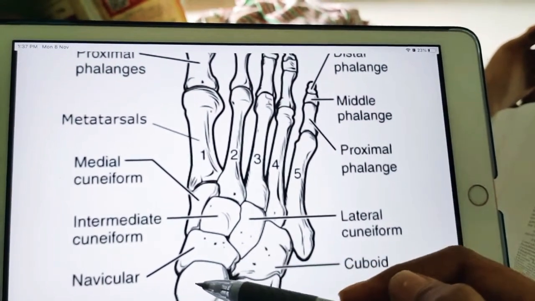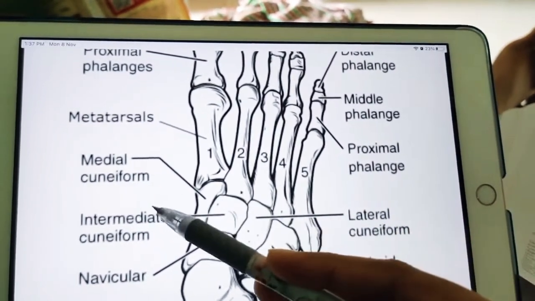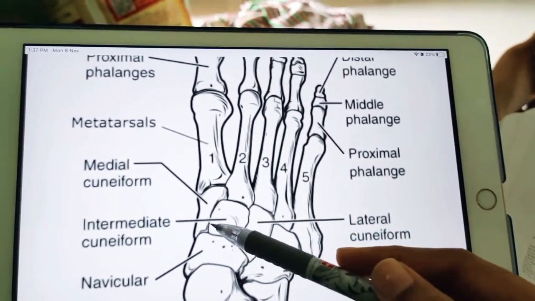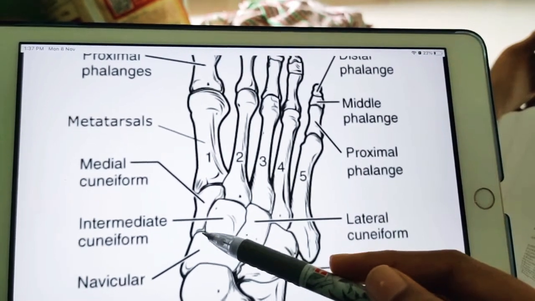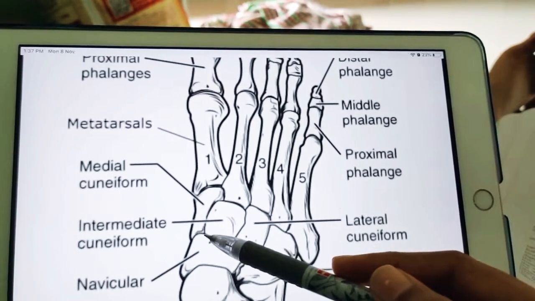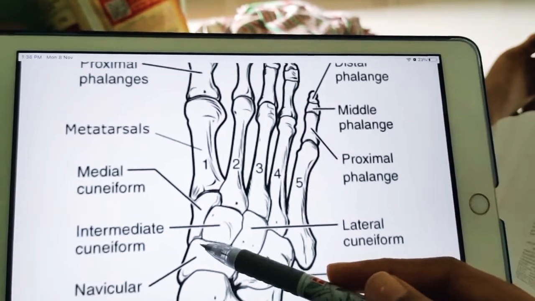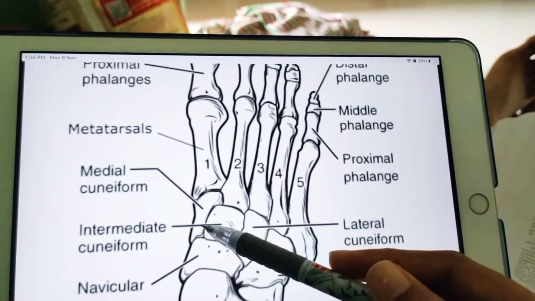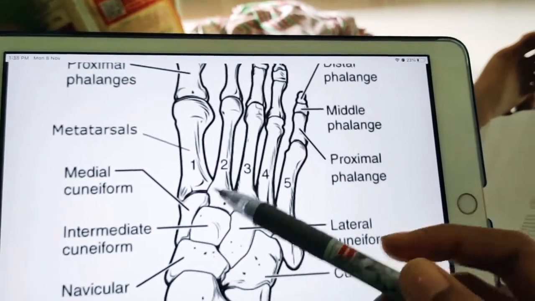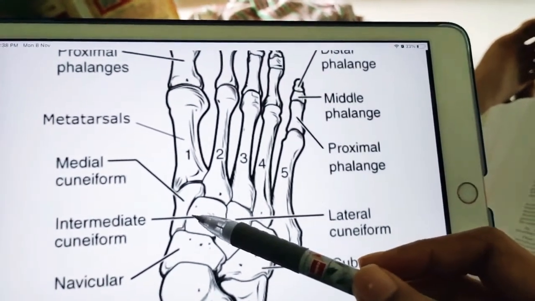So what are the attachments of the intermediate cuneiform? On the plantar surface it is a slip from tibialis posterior, so only tibialis posterior on the plantar surface, whereas for the medial cuneiform on the plantar surface you have tibialis posterior, and on the anterior or dorsal surface, especially on the anterior inferior angle on the lateral side, you have attachment of tibialis anterior, and also there is attachment of peroneus longus, right? So three attachments in the case of the medial cuneiform. On the anterior side you have tibialis anterior and peroneus longus; on the posterior side tibialis posterior. For the intermediate cuneiform, on the plantar or posterior side only tibialis posterior.